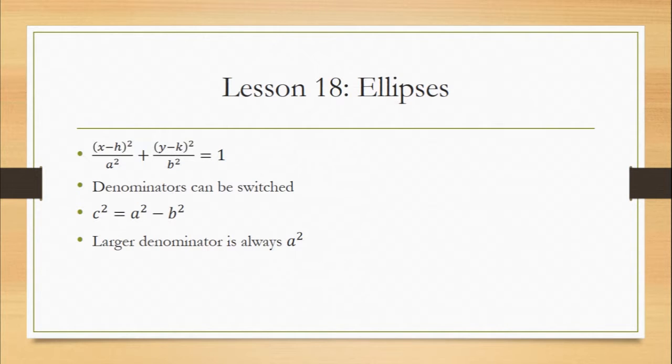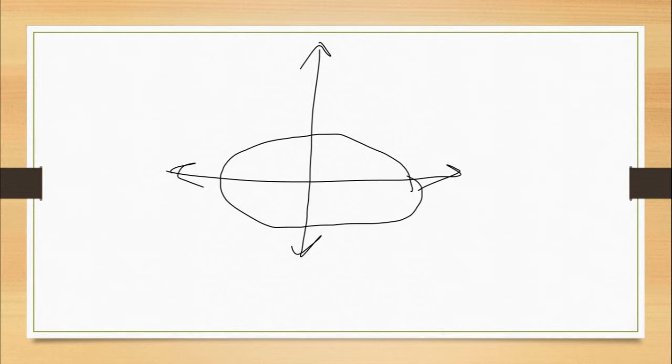Moving on to lesson 18, ellipses. Now ellipses, you have (x minus h) squared over a squared plus (y minus k) squared over b squared is equal to 1. Now in this one, the denominators can be switched, and in order to find the foci, you're going to use c squared is equal to a squared minus b squared. And the larger denominator is always going to be a squared. That's how you know which one is going to be switched or not. Now this is a crude drawing of an ellipse.